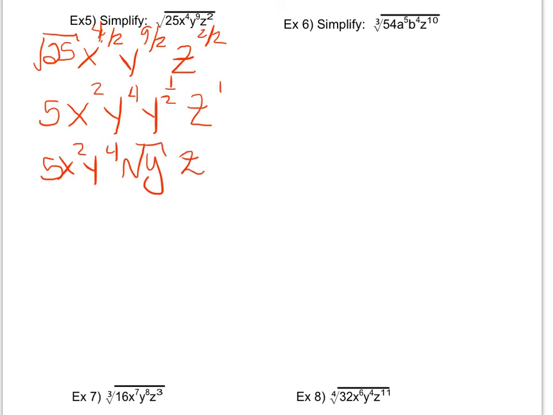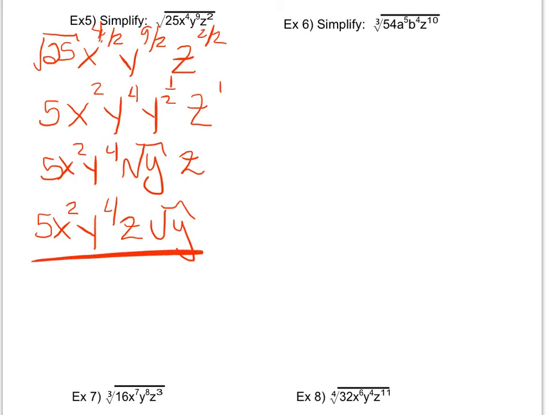Z to the 1 is just z. So pulling out everything that does not have a radical to the front, and everything that does have a radical under the same radical, I get my final answer.